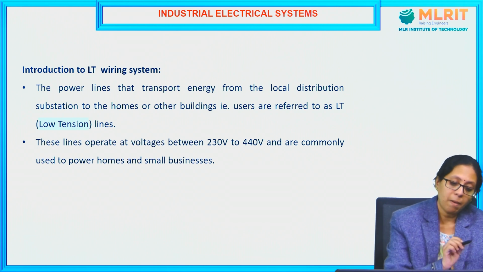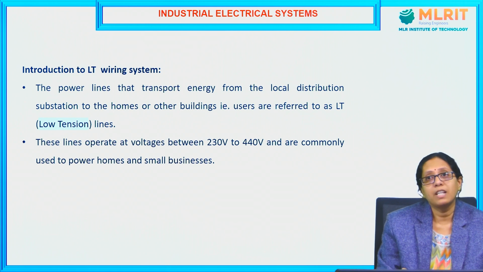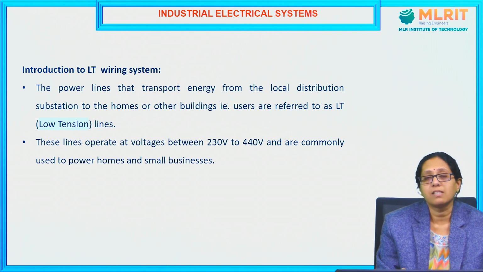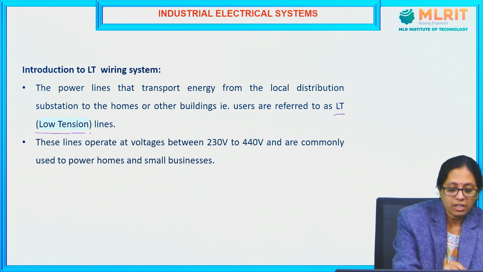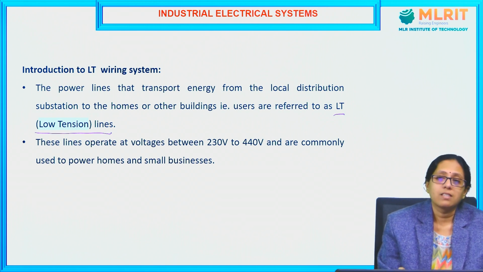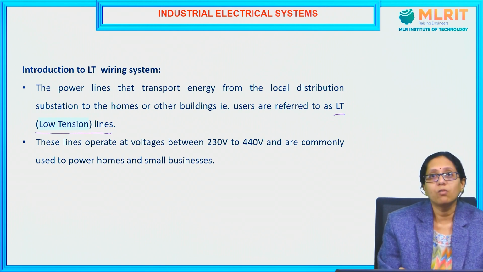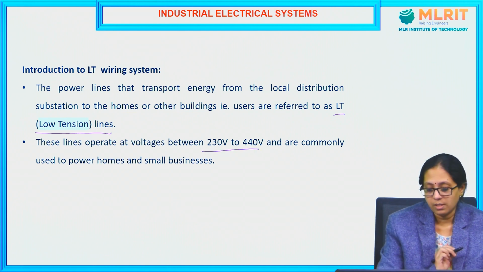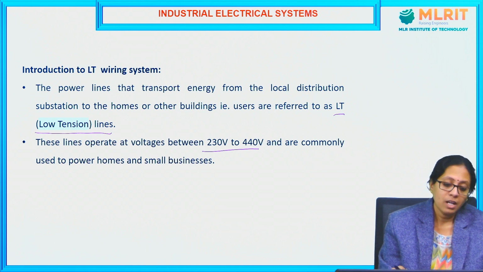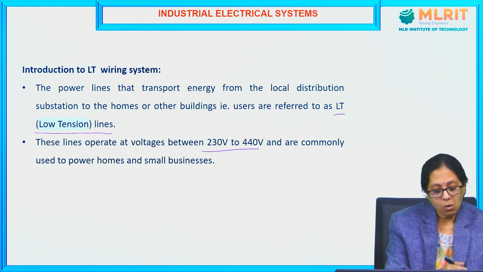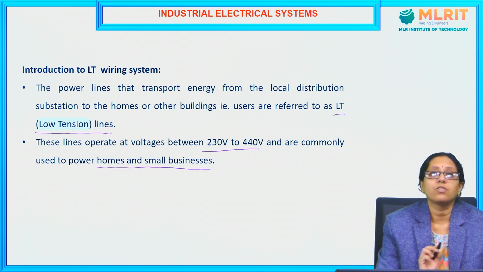The power lines that transport energy from local distribution substation to the homes or other buildings, that is users, are referred to as LT or low tension lines. These lines operate at a voltage of 230 volts to 440 volts and are commonly used for homes and small buildings. The high tension wires are mostly used for industrial purposes. Low tension wires are used for homes as well as small industries.